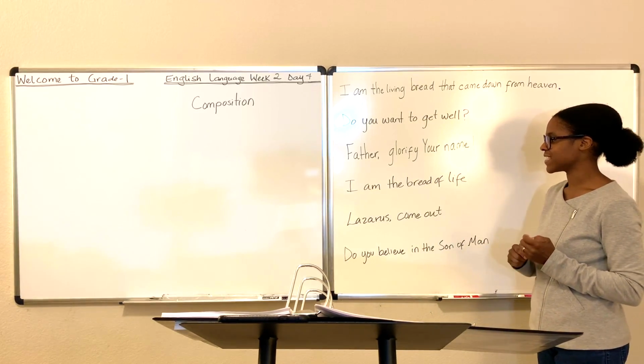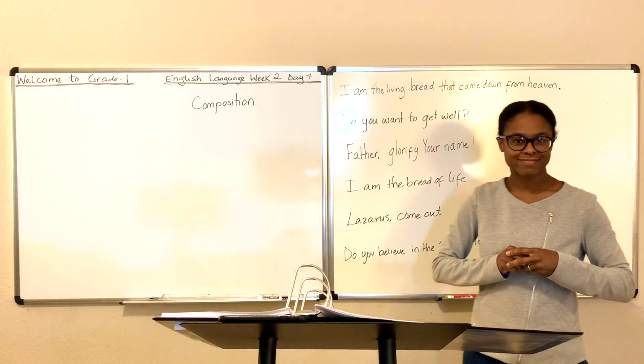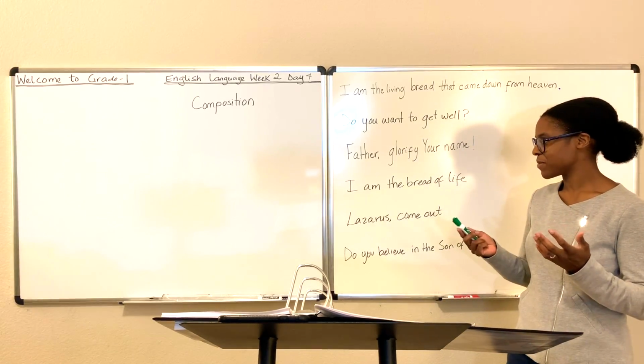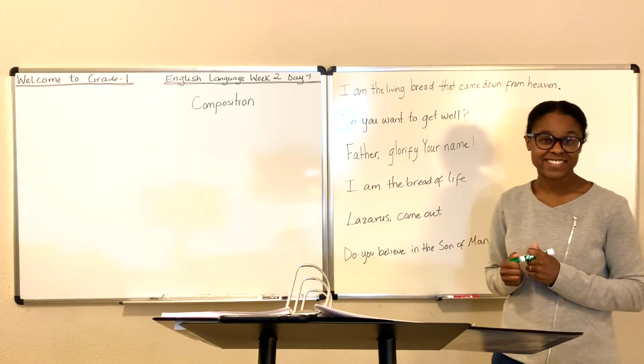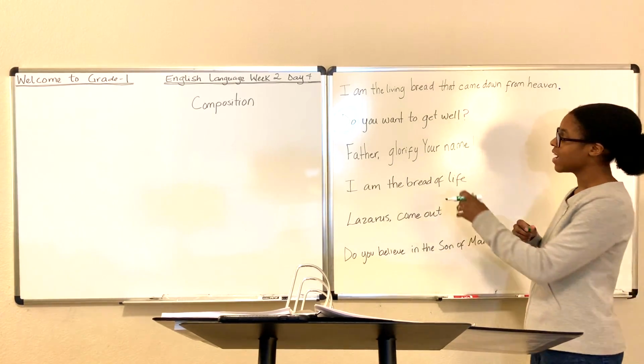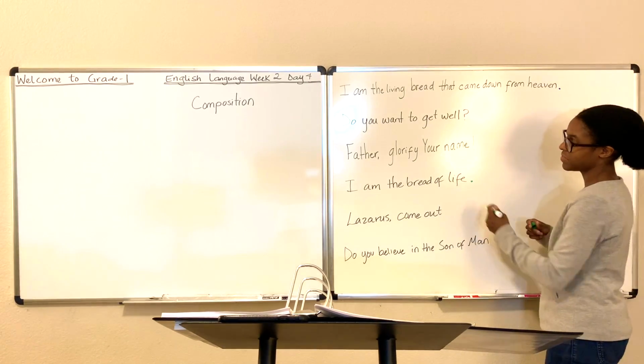Okay, here's another sentence. I am the bread of life. What kind of sentence is this? It's a declarative statement. He's just stating another fact. I'm the living bread that came down. I am the bread of life. These are just truths.